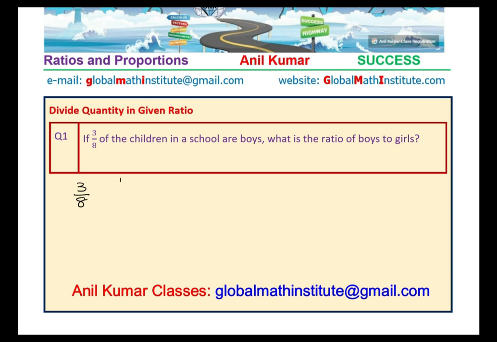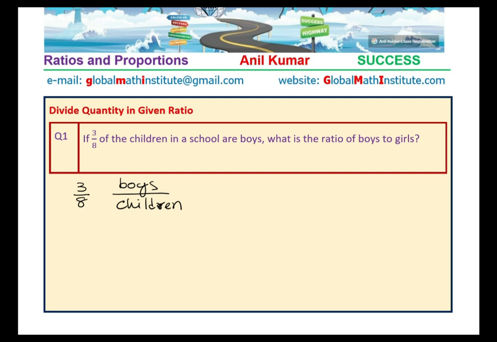So, this is boys, children. So, children include both boys and girls, right? So, what is the ratio of boys to girls? If 3 by 8 are boys to children, in that case, how many will be girls to children?